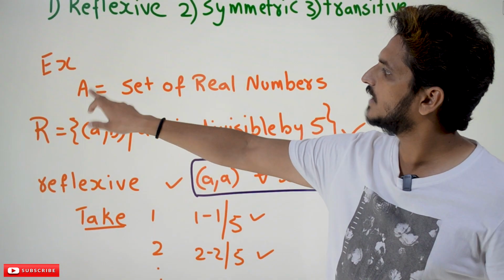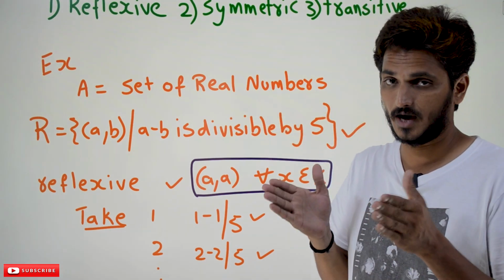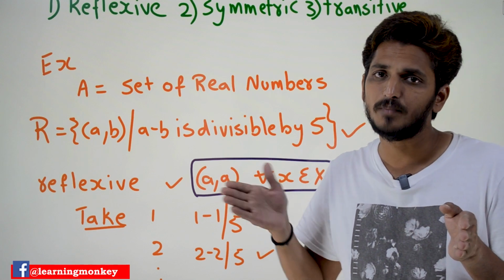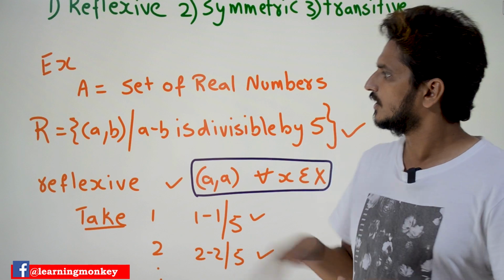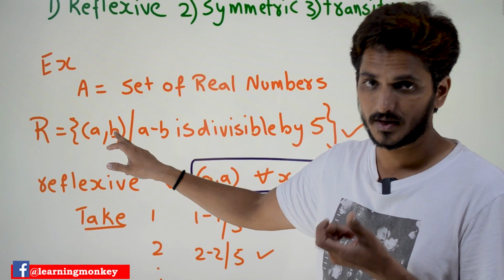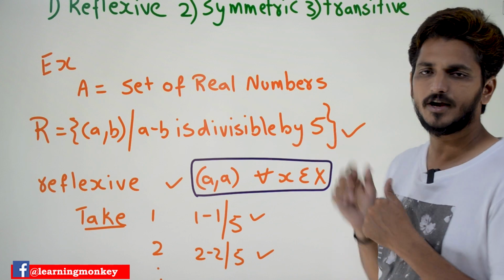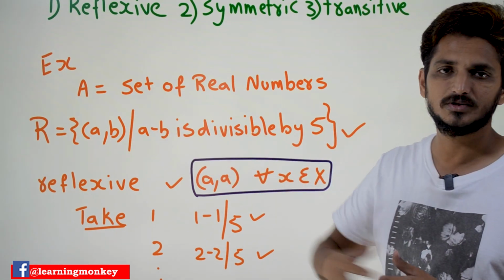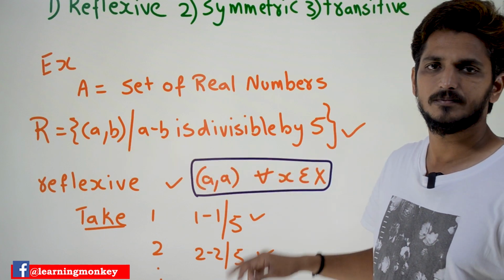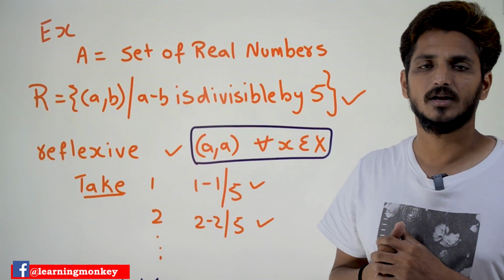Let's take a set A equal to the set of all real numbers, means all the numbers from minus infinity to plus infinity. On this set we have a relation R equal to the ordered pairs (a, b), and it has to satisfy that a minus b is divisible by 5. Those ordered pairs you have to take. So is it an equivalence relation? Yes, it is an equivalence relation.